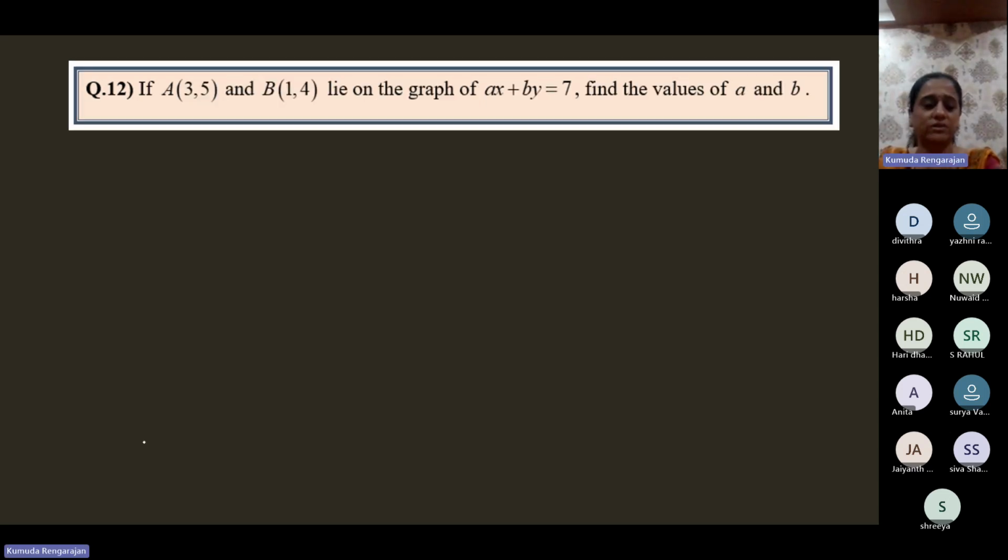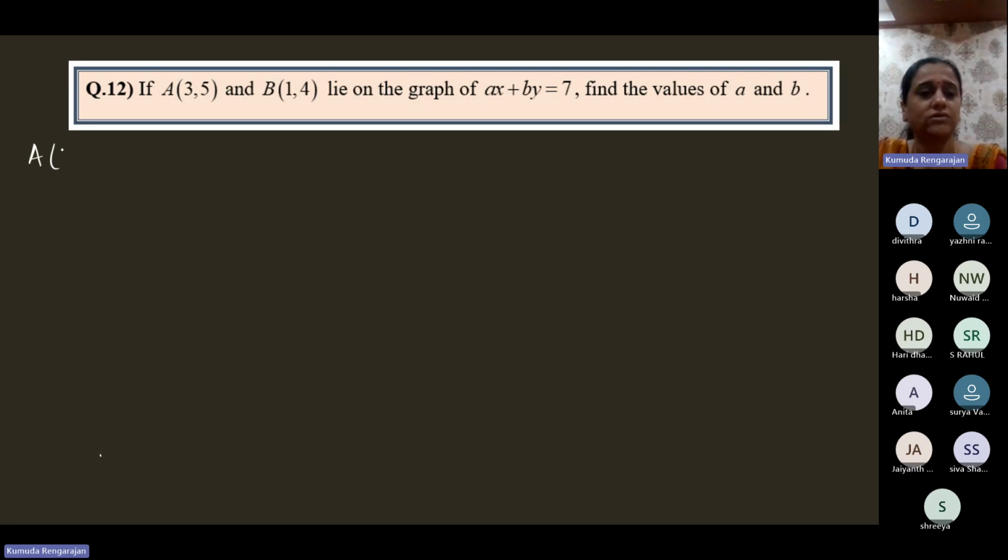We'll wind up with this one. We'll work this and wind up the session for today. If A(3, 5) and B(1, 4) lie on the graph of AX plus BY is equal to 7, find the values of A and B.